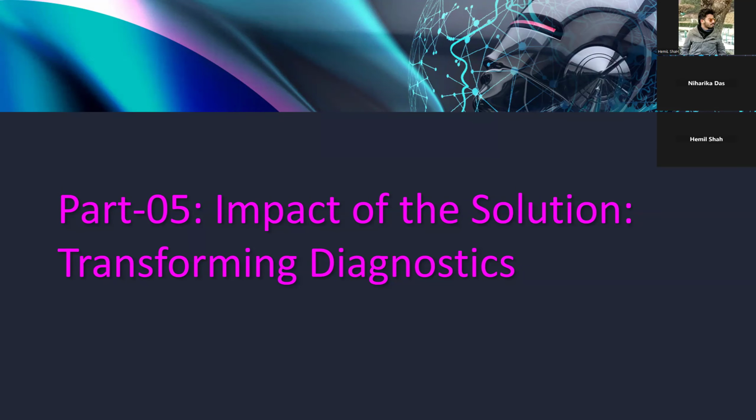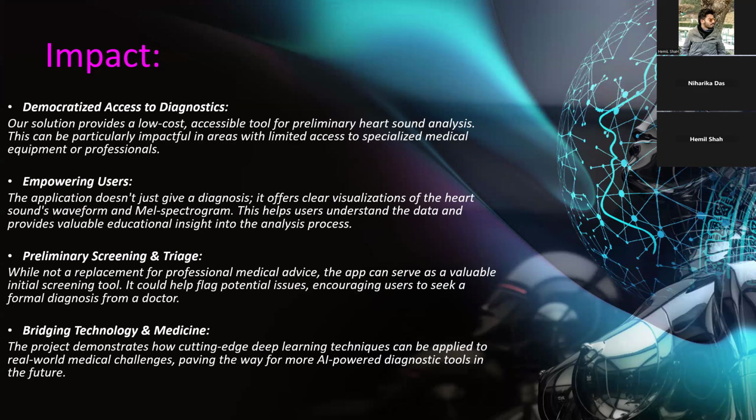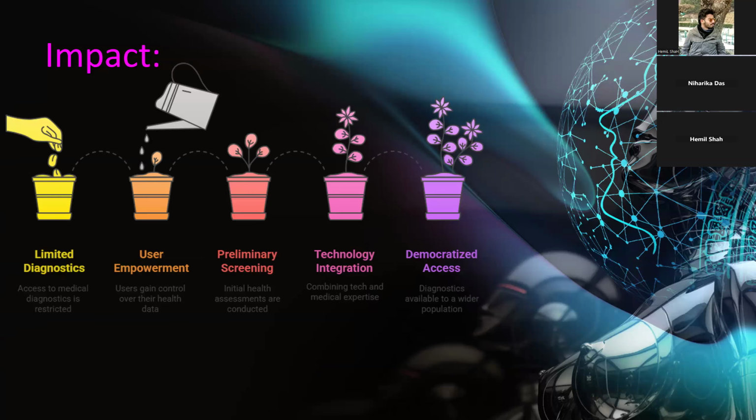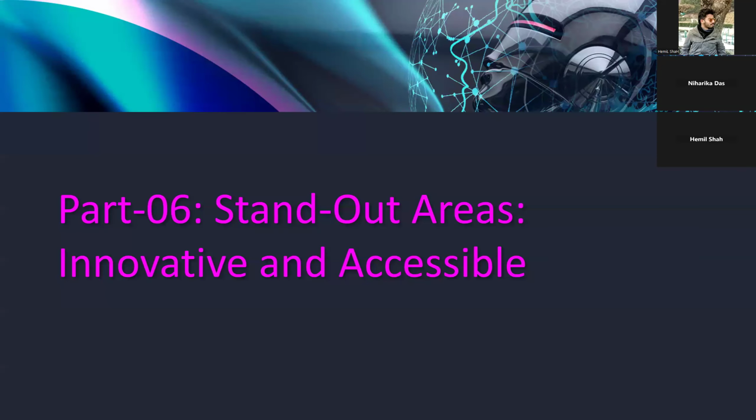So now I'll be covering the impact of the solution. Basically, our impact has these four pointers. It bridges technology and medicine. Technology is used to predict heart disease, so this is how it connects both of the domains. Then empowering users has the UI and our near perfect solution for the models. This is the overview of the impact. Then I will be covering the standout areas as well.